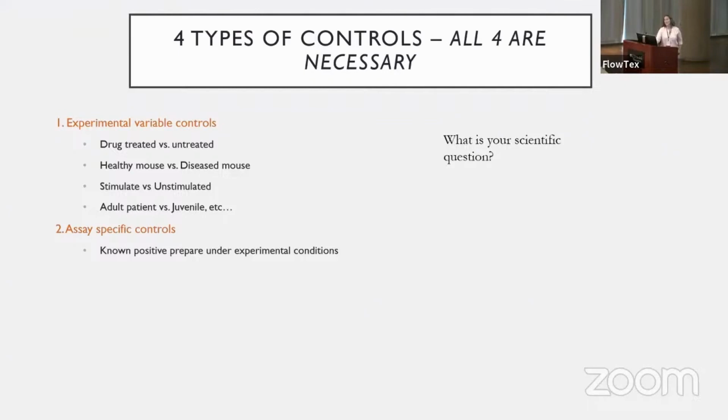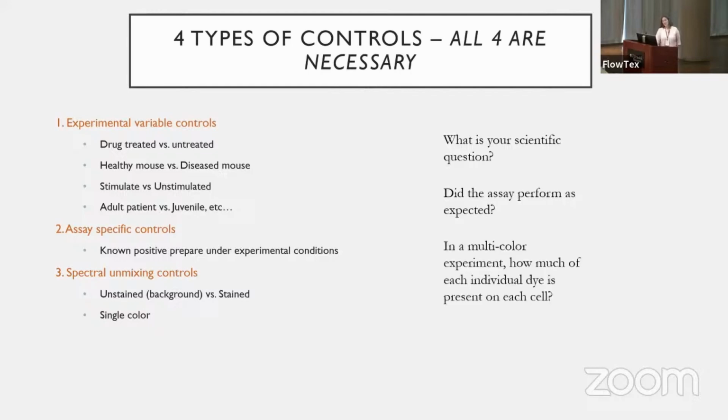So 4 types of controls. All 4 are really necessary. Your experimental variables answer your scientific question and whether the assay performed as expected. You have spectral unmixing controls that tell you how much of each individual dye is there in a multicolor experiment. And then you have gating controls, fluorescence minus one, as well as unstained, that help you to determine where you should actually be saying, hey, this is positive and this is truly negative in the context of my experiment. So that's the gating controls.